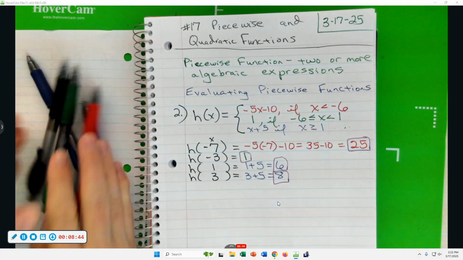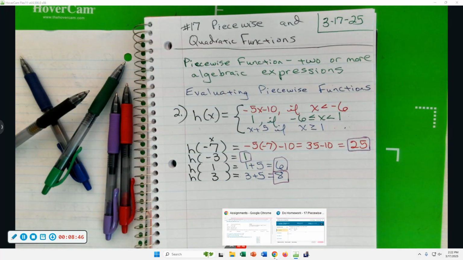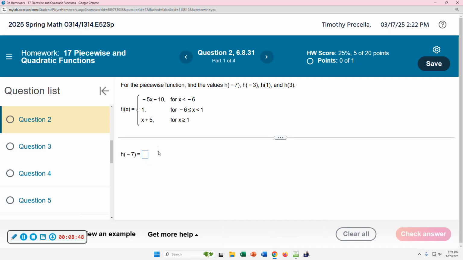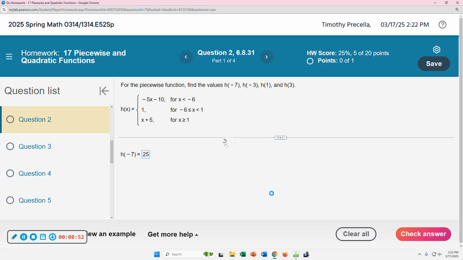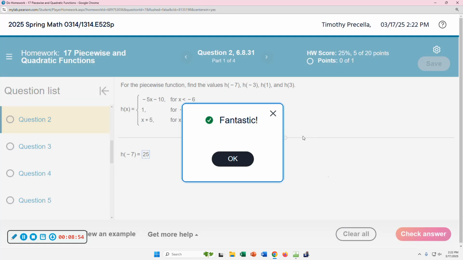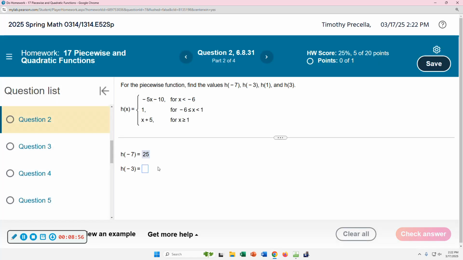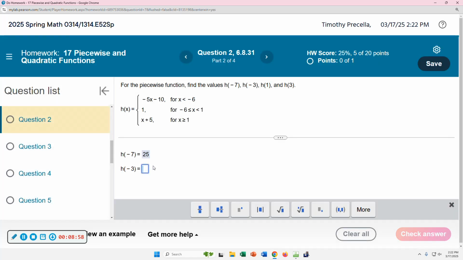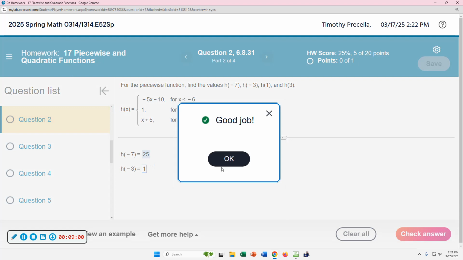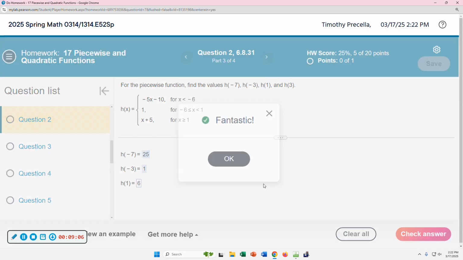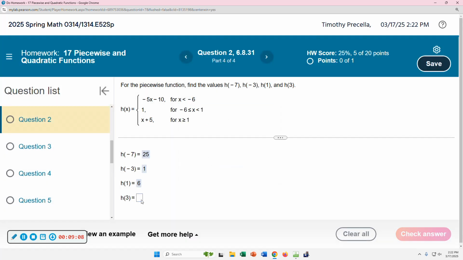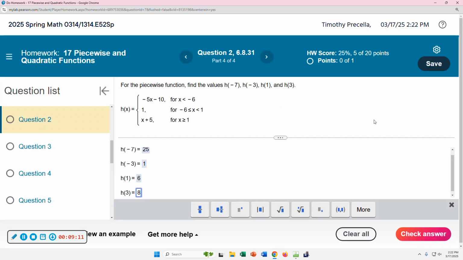So we have to go and type in these answers. h of -7 was 25. h of -3 was 1. h of 1 was 6. And h of 3 was 8.